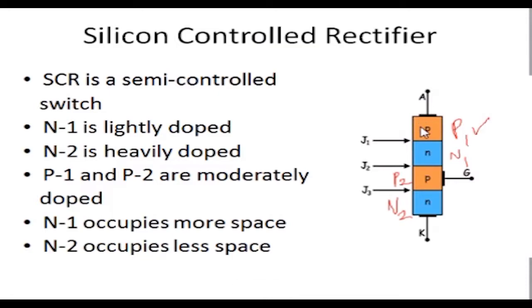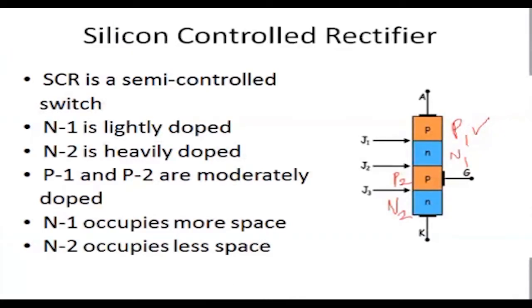Now N1 is completely different compared to all. It occupies more space and is very lightly doped. See the N1. N1 occupies more space and it is lightly doped. P1 is similar to P2, meaning it occupies moderate space and is moderately doped.